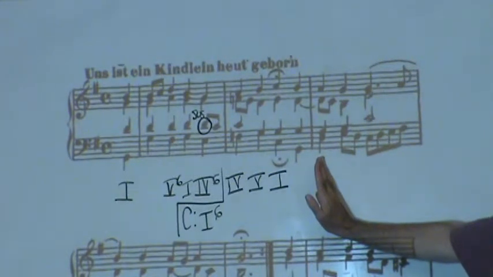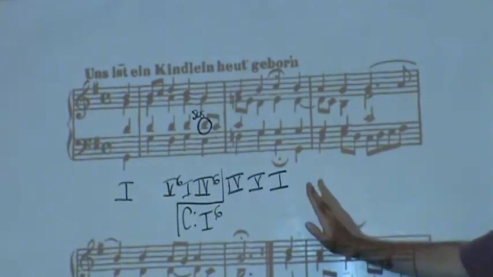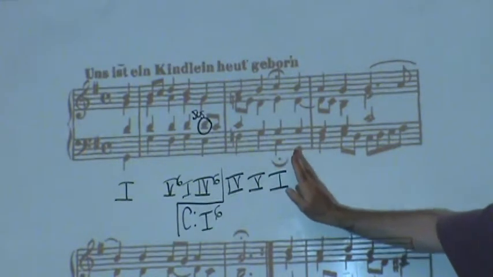D minor? No, because the F sharp is still there. Right, so it's really a D, or a 5 chord in G. Yeah. And then this is a G chord.